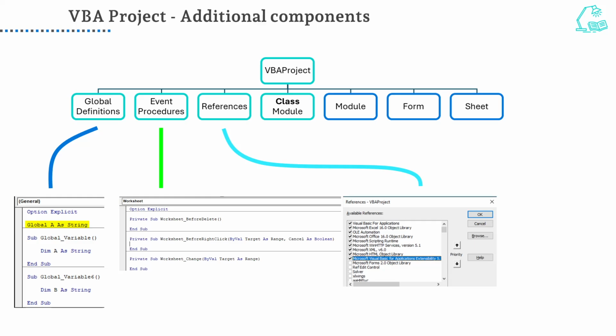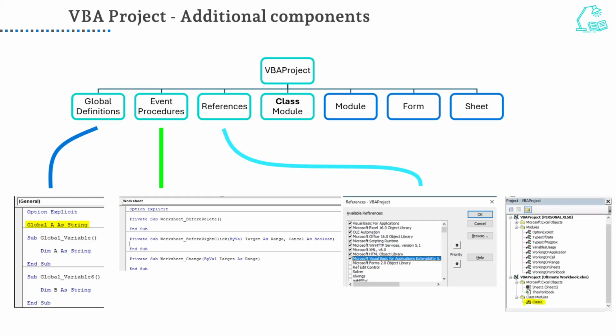Class modules are used to create custom objects with their own properties, methods, and events. This object-oriented approach helps you manage complex data and behaviors within your VBA projects, promoting code reuse.